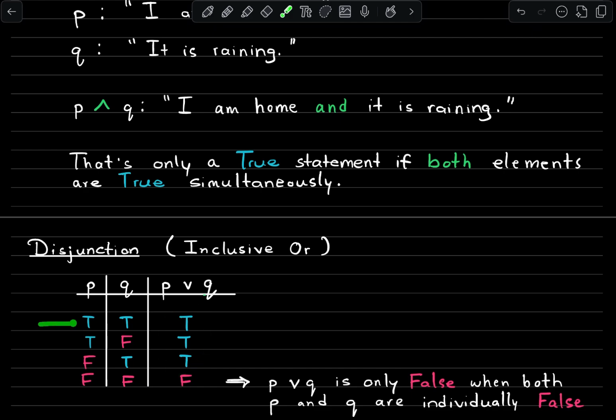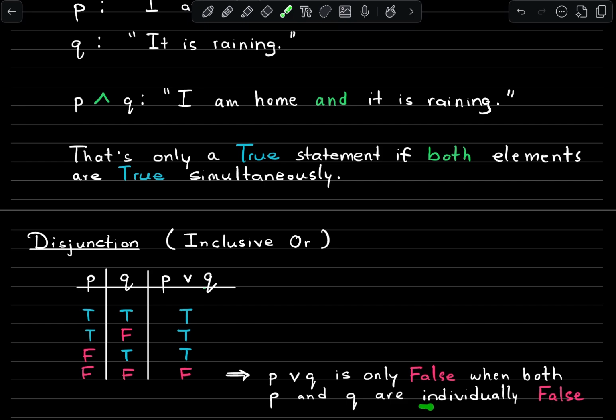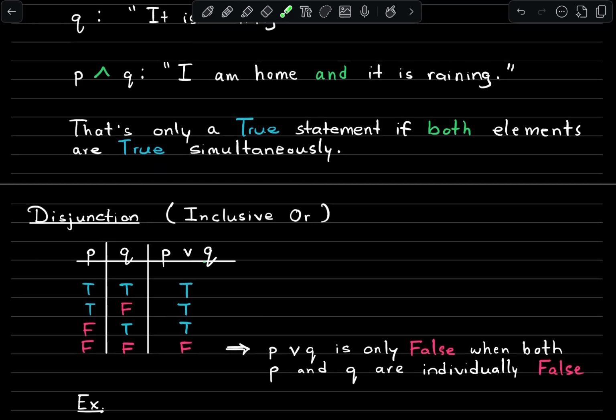So if they're both true, then certainly the whole thing is true. If just the first one's true but the second one's false, the whole thing's still true. If the first one's false but the second one's true, the whole thing's true. So it's only ever going to be false if neither P nor Q are true. Okay, so when they're both individually false. That's the only time P or Q, the inclusive or the disjunction, is going to be false.